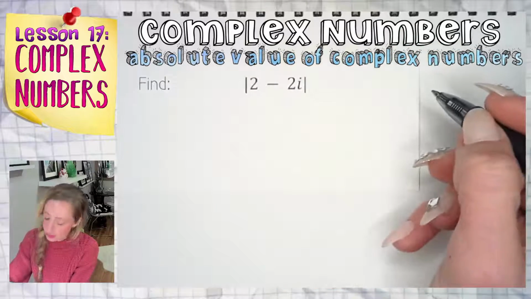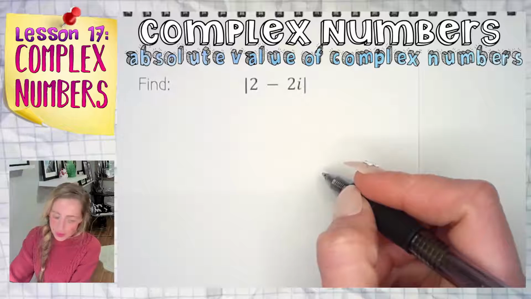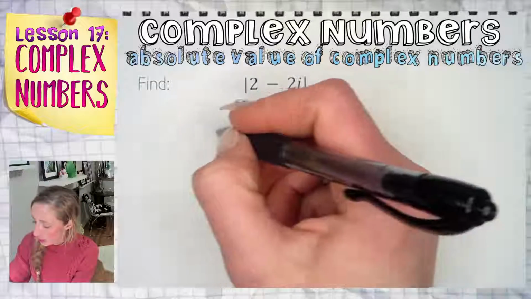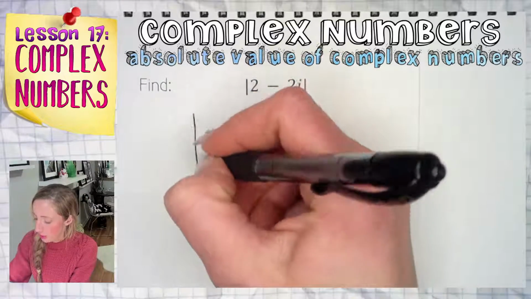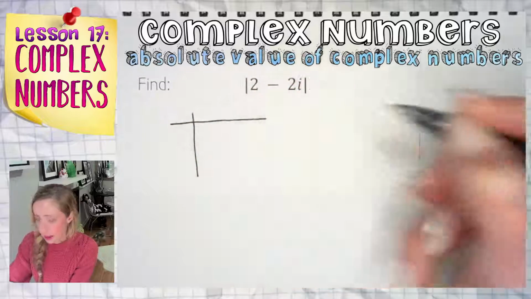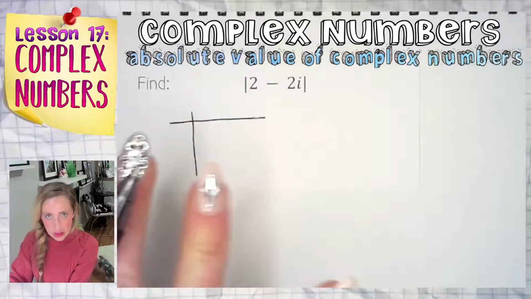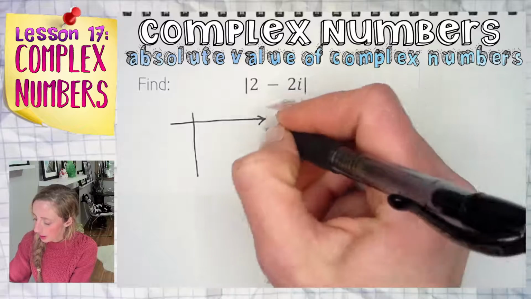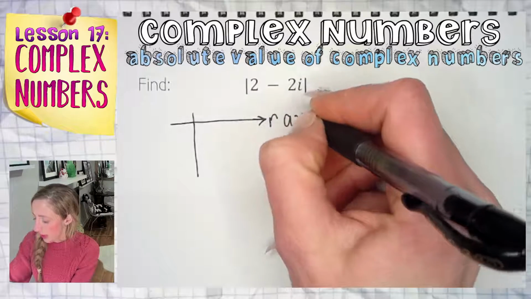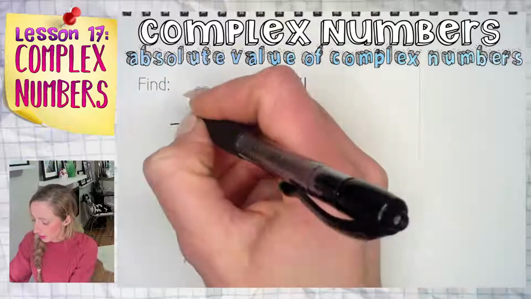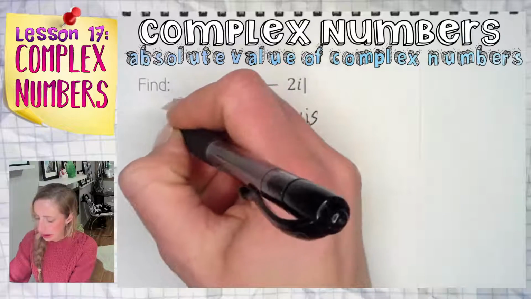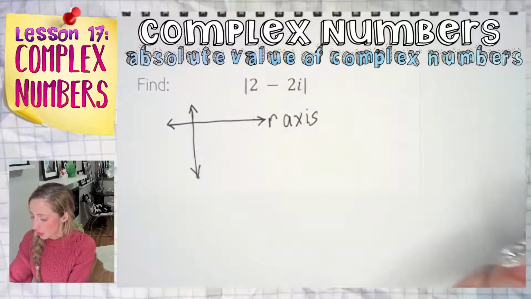2 is my real direction and negative 2i is my imaginary direction. So that means we'll be going right and down. So we want to focus on the bottom right area of the complex number plane. Here is my real axis. I was not abbreviating in the earlier examples, but now just trying to cut some time here.